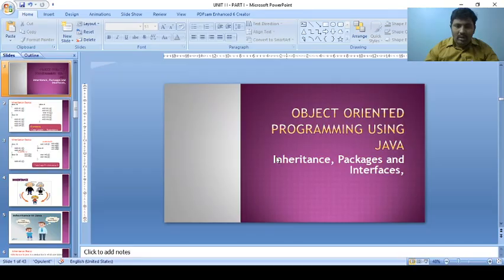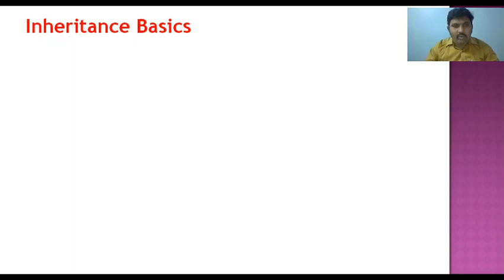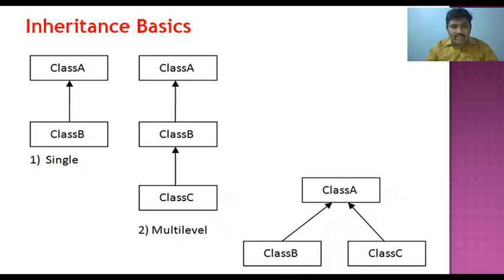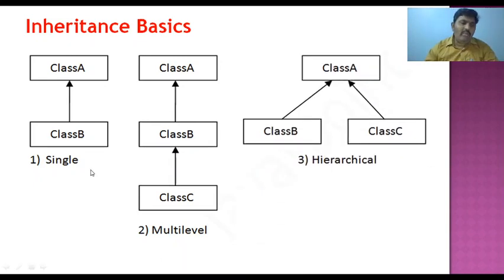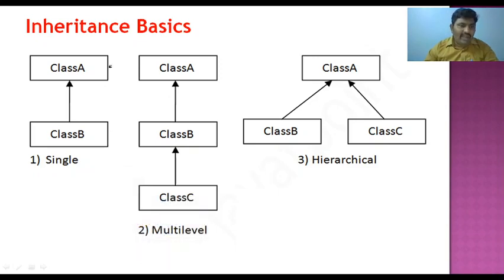We completed this one. Next concept is, basically inheritance is classified into three categories: single inheritance, multi-level inheritance, and hierarchical inheritance. What is meant by single inheritance is, if you have a class A, and a class B the child, so if there is only one parent and one child, this relationship is called single inheritance, like the previous program we have done.